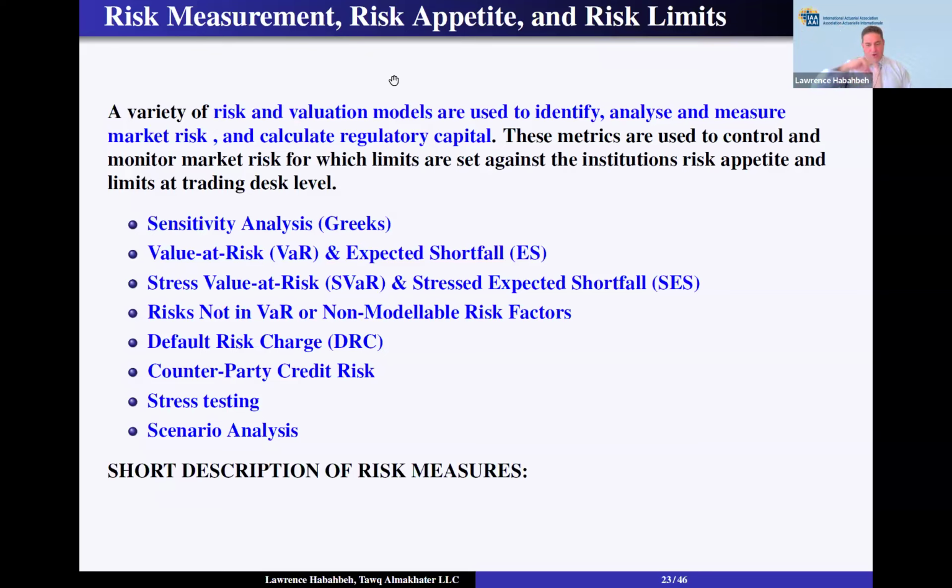We compute the P&L, which is the difference between today's mark-to-market and the scenario's mark-to-market. That should give me the P&L, whether positive or negative. I order it, I cut it, and I get the VAR. That's the VAR. The expected shortfall basically is the average of the observations above the VAR level, and that assumes that it captures tail risks.